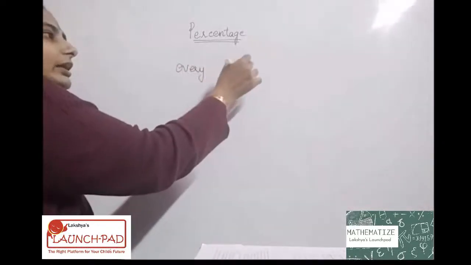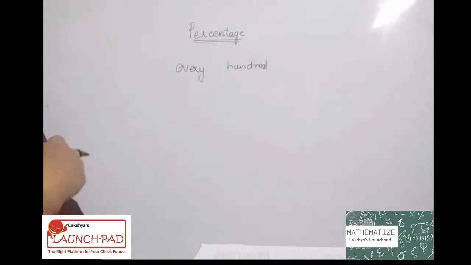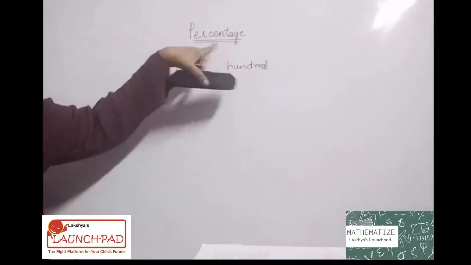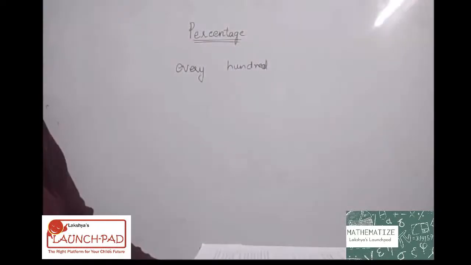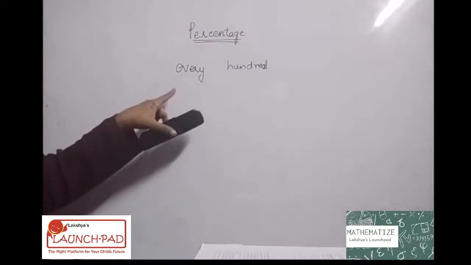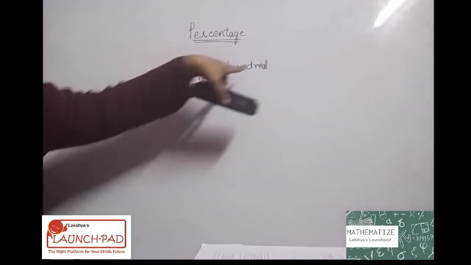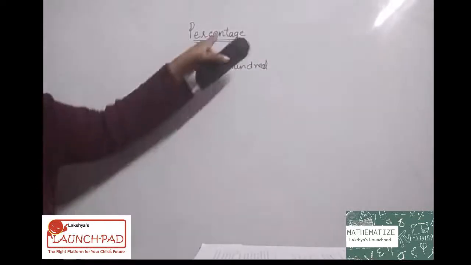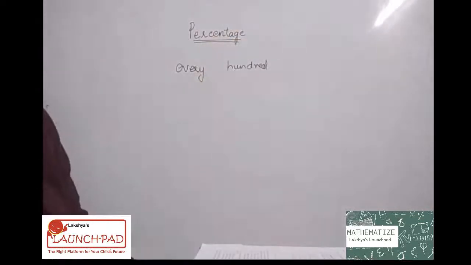every 100. Cent means 100. Century. Century is 100 years, no? So, 100 runs you will tell. Cent means 100. This is not the cent that is used in rupees, dollar cent. Not that. This is for every 100. Percentage. So, that is the concept.